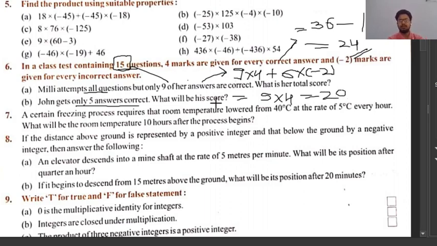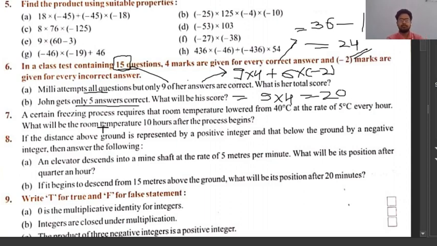Okay. If the information is not given, and suppose John attempts all, then you should multiply the remaining questions. How many remaining questions here? 10. 10 into 2, 20. Then his score will be 0, because he will get 20 plus marks, and after that he will get 20 negative marks for the remaining 10 questions. Then you will get 0. So I am supposing here he attempted only 5. Now according to 5, his score is 20. Okay, I hope you understand this question very well.